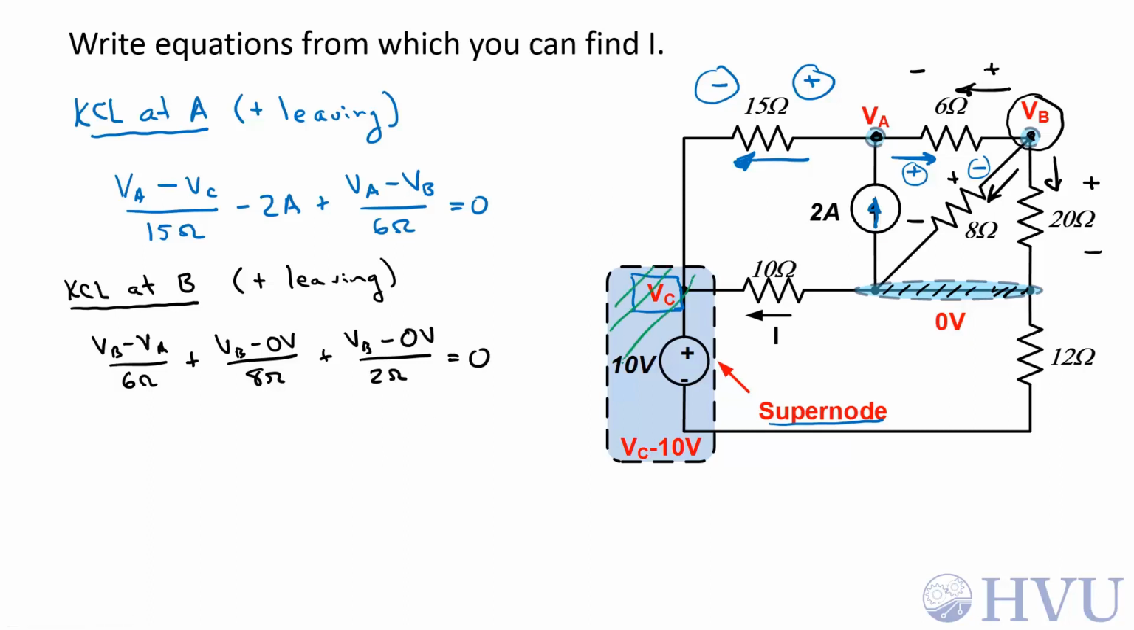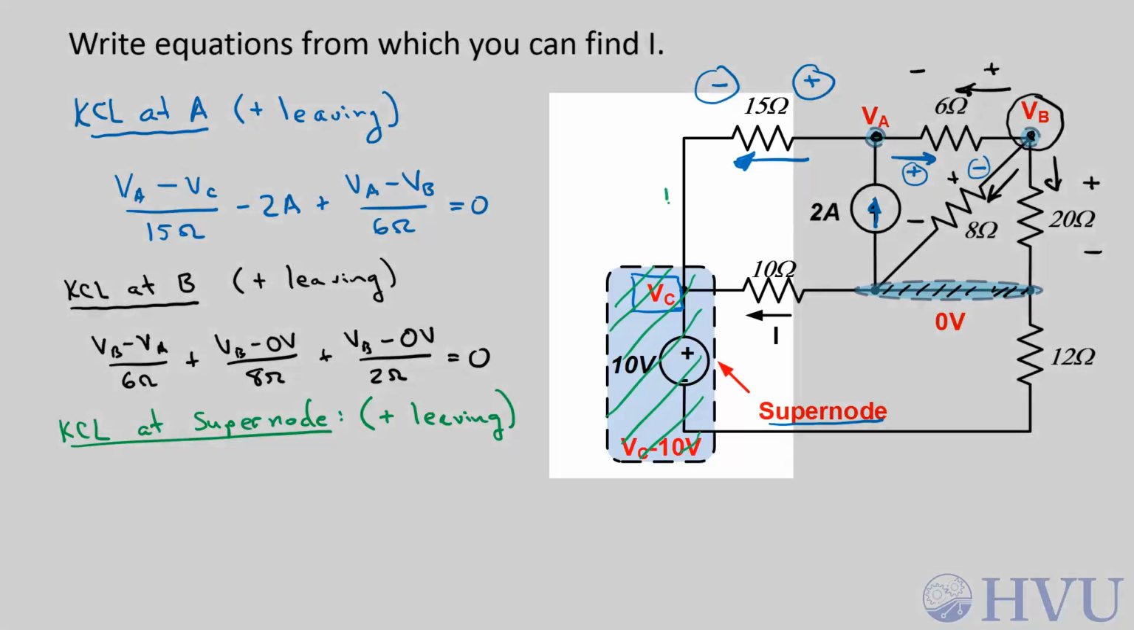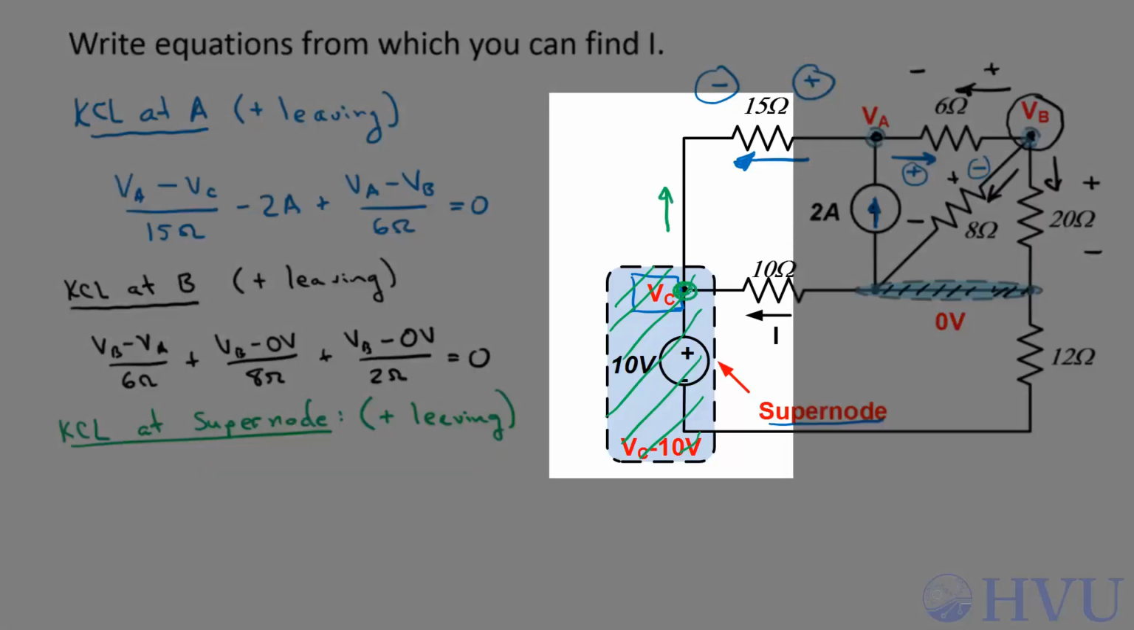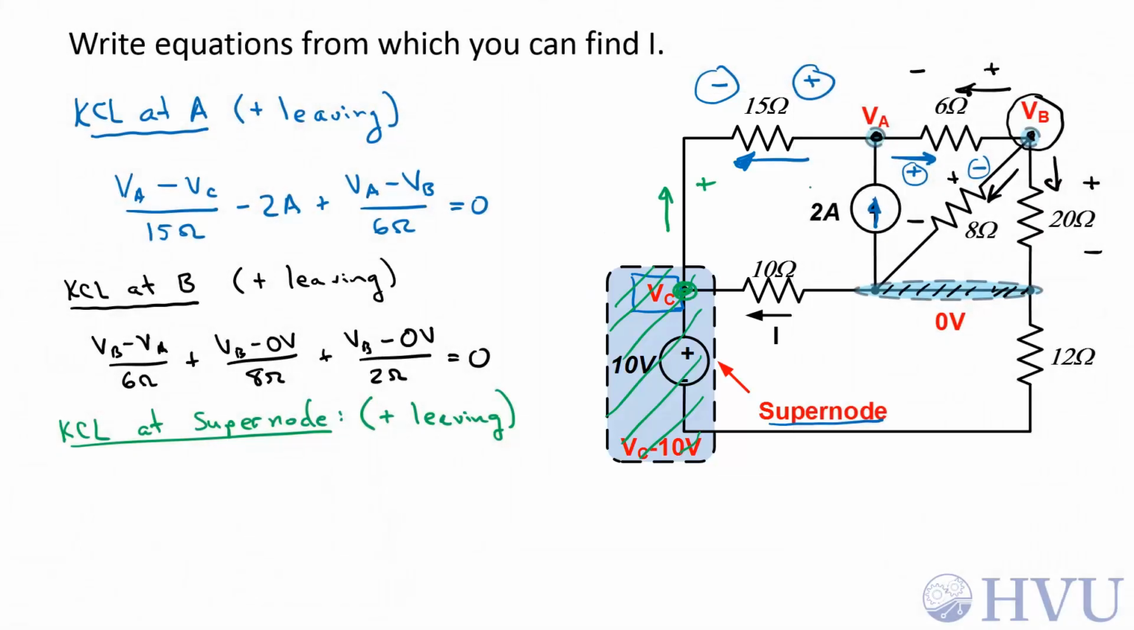Finally, we do KCL at this supernode. I'll again assume positive currents are leaving the node. The choice is arbitrary, but there's no real reason to change it. The only effect of that would be to confuse myself. So the current leaving this node up here implies this sign convention through the 15 ohm resistor. So this current here is VC minus VA over 15 ohms.